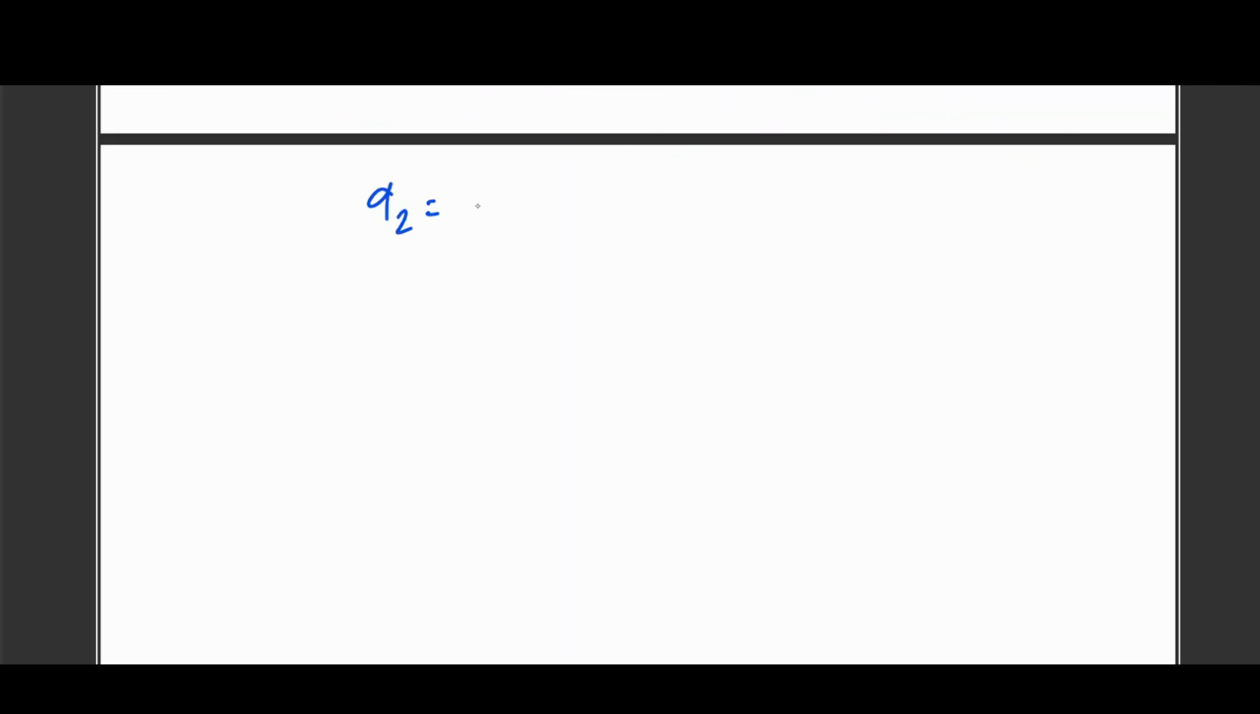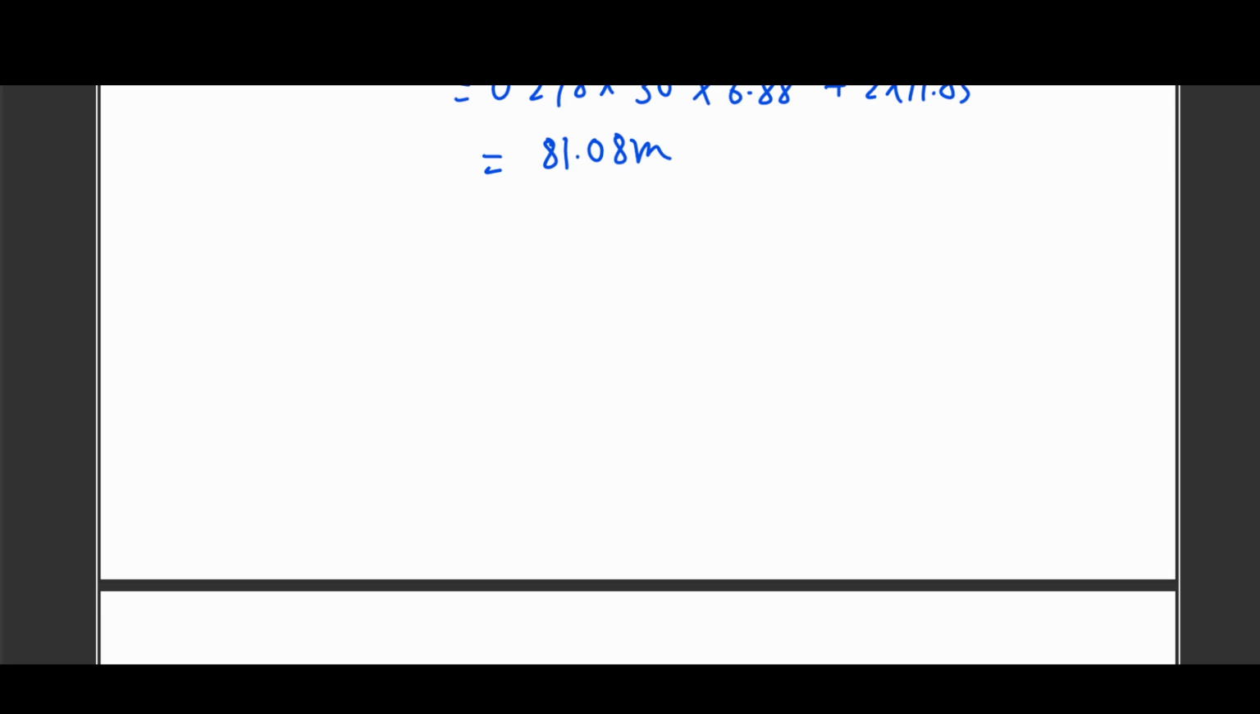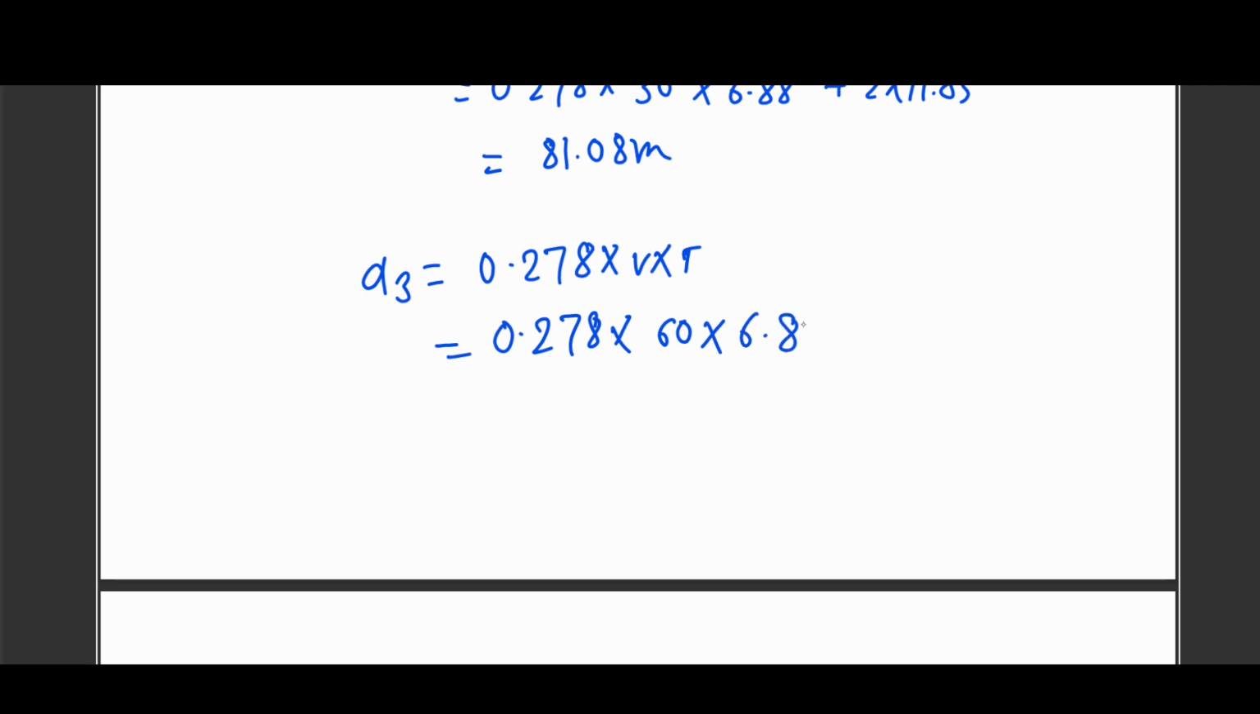And d2 equals 0.278 into Vb into t plus 2s. 0.278 into Vb, which is given as 30, into 6.88 plus 2 times 11.85, the value is 81.08 meter. You can do this. Okay, and what will be the value of d3? So d3 equals 0.278 into V into t. Design speed is given as 60, that means the velocity with which I was moving, the value is 114.76 meter. Simple as that.